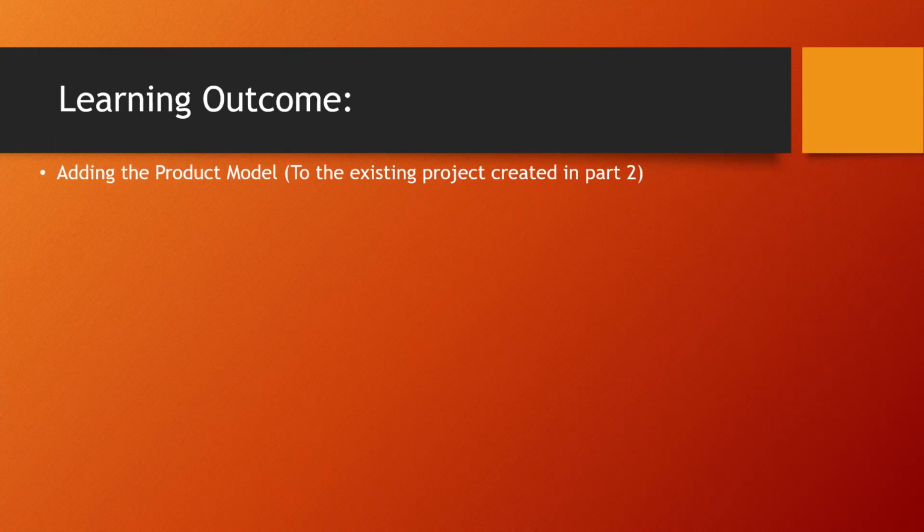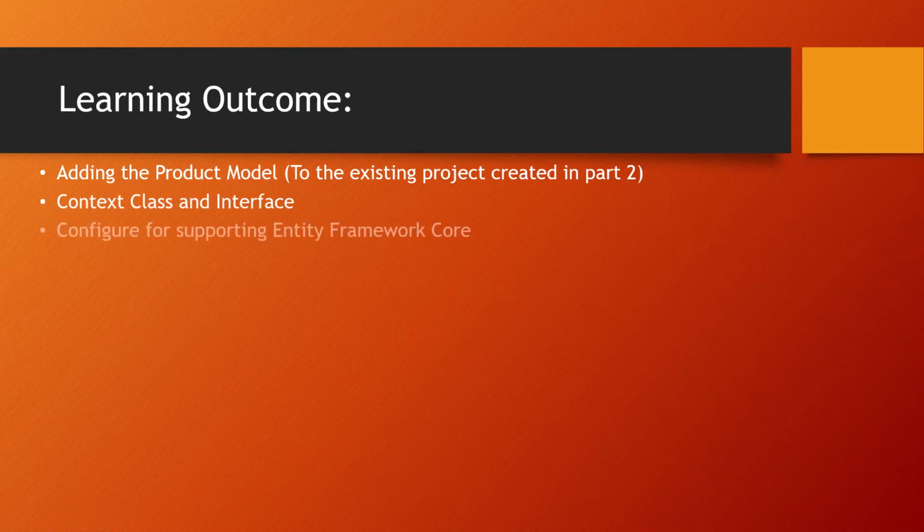Adding the product model to the existing project created in part 2. We have created a shell of a project in the ASP.NET Core Web API template, and we are going to add today the context, class, and interface, and I'll quickly read it out because there are quite a few.